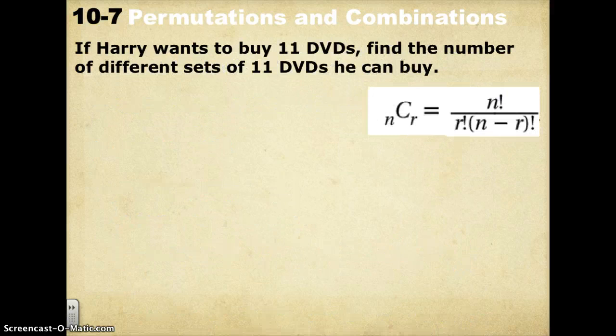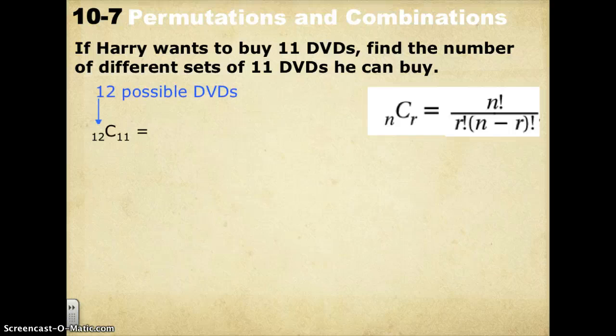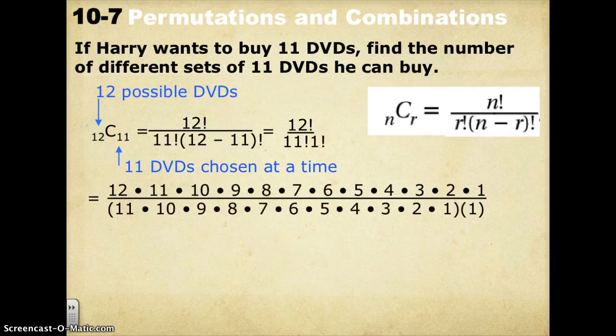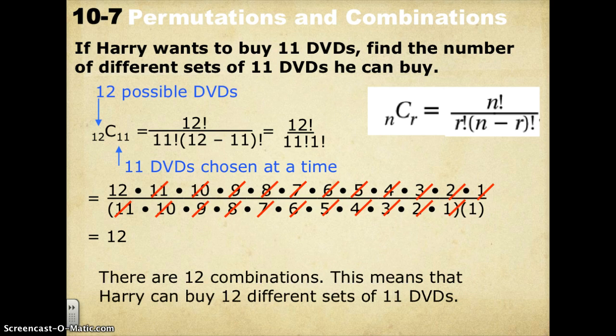If Harry wants to buy 11 DVDs, find the number of different sets of 11 DVDs he can buy. So now it's 12 choose 11, which simplifies a little bit easier. And it ends up being 12 over 1, which is simply 12. So there are 12 combinations. That means Harry can buy 12 different sets of 11 DVDs.